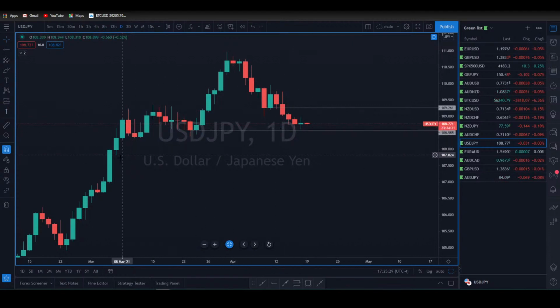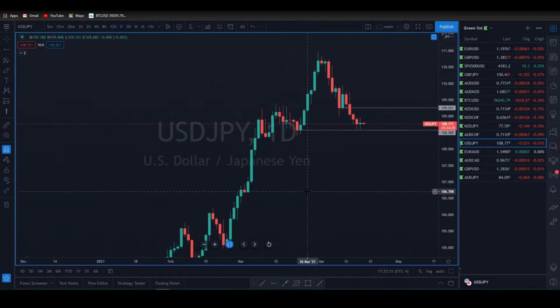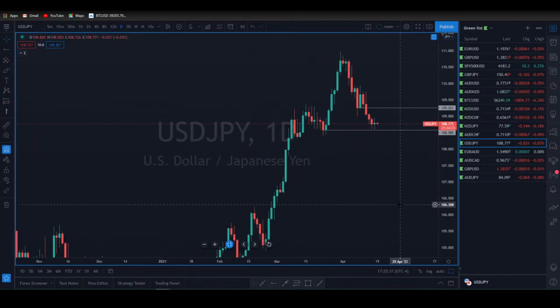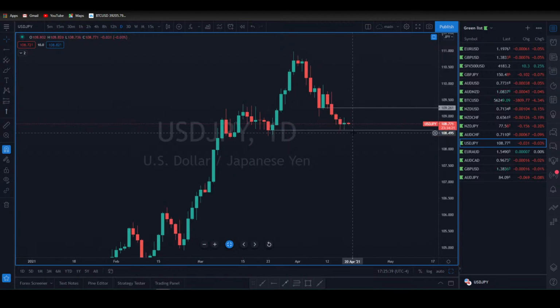So if you lose that area, you've got all the way down here to come, because this was a big breakout, a big strong move to the upside. So price can come back down there. I mean, we'll see what happens. We know we're watching this level right here.